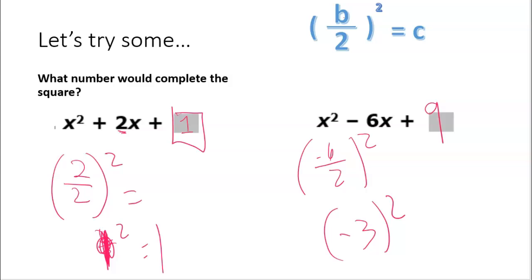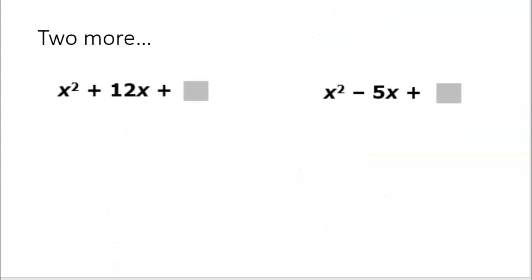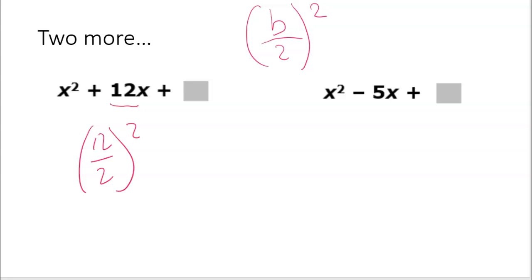Easy enough? This is just the first step, but we're going to practice the first step before we go on and put it all together. Okay, last two. Do you remember the formula? b divided by 2 squared. b here is 12. 12 divided by 2 squared. 12 divided by 2 is 6 squared. 6 squared is 36. Now we have a perfect square trinomial.